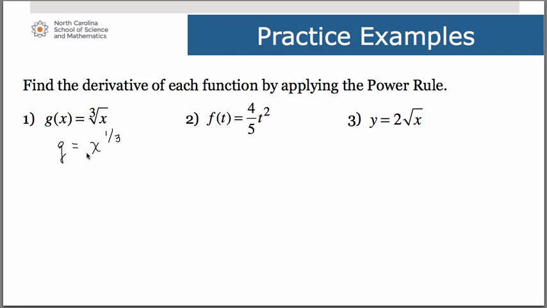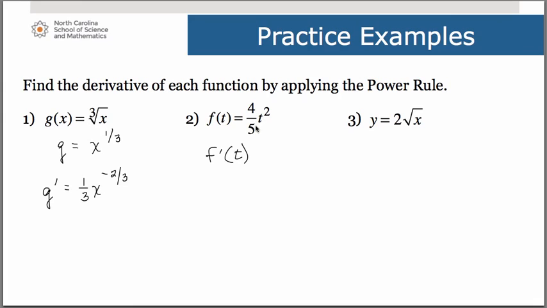So the coefficient is obviously just understood to be 1. So when you find your derivative, it's simply going to be 1/3 x, and now you have to subtract 1 from the exponent, so that now gives us an exponent of 2/3. Now let's try the next one.